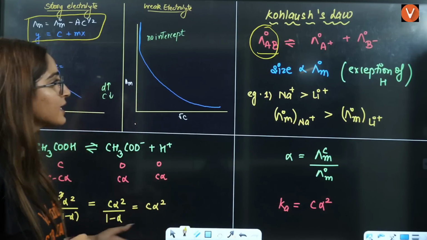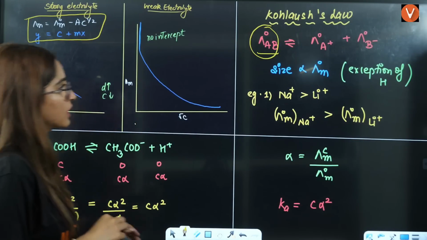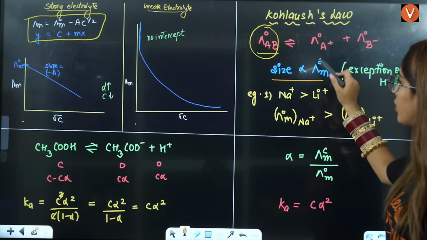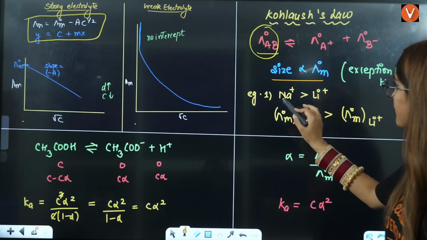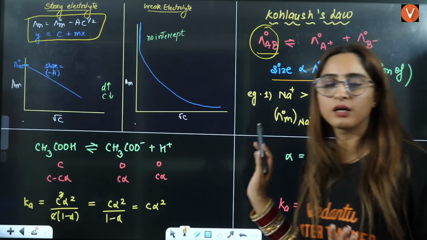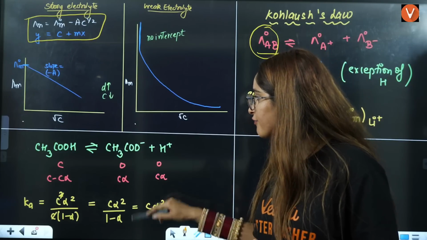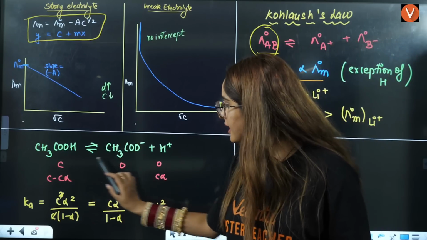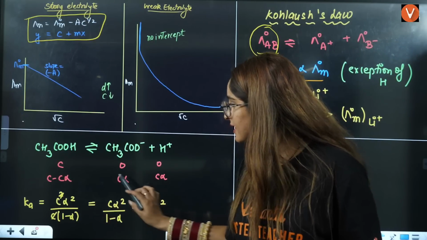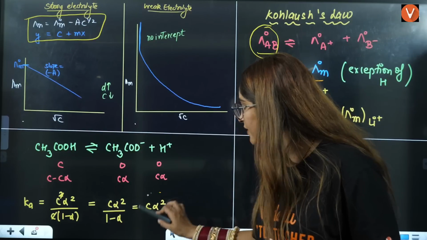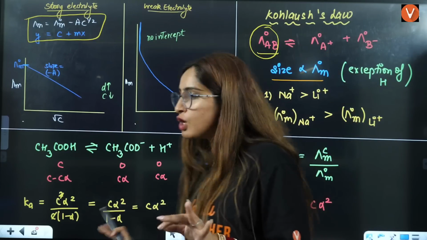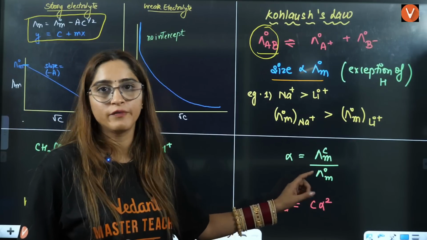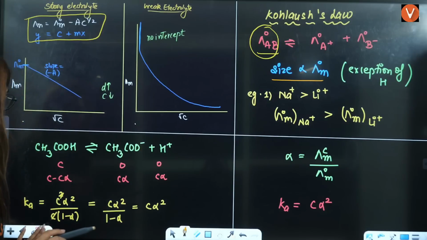Right? Okay. Next we have, size is directly proportional to molar conductivity at infinite dilution. That is why the more the size, the more is the molar conductivity. Right? From there, this we have done in ionic equilibrium as well. This is C, this is 0, 0, C minus C alpha, C alpha, C alpha. So Ka will turn out to be C alpha square. So alpha is equal to molar conductivity at concentration C divided by molar conductivity at infinite dilution.